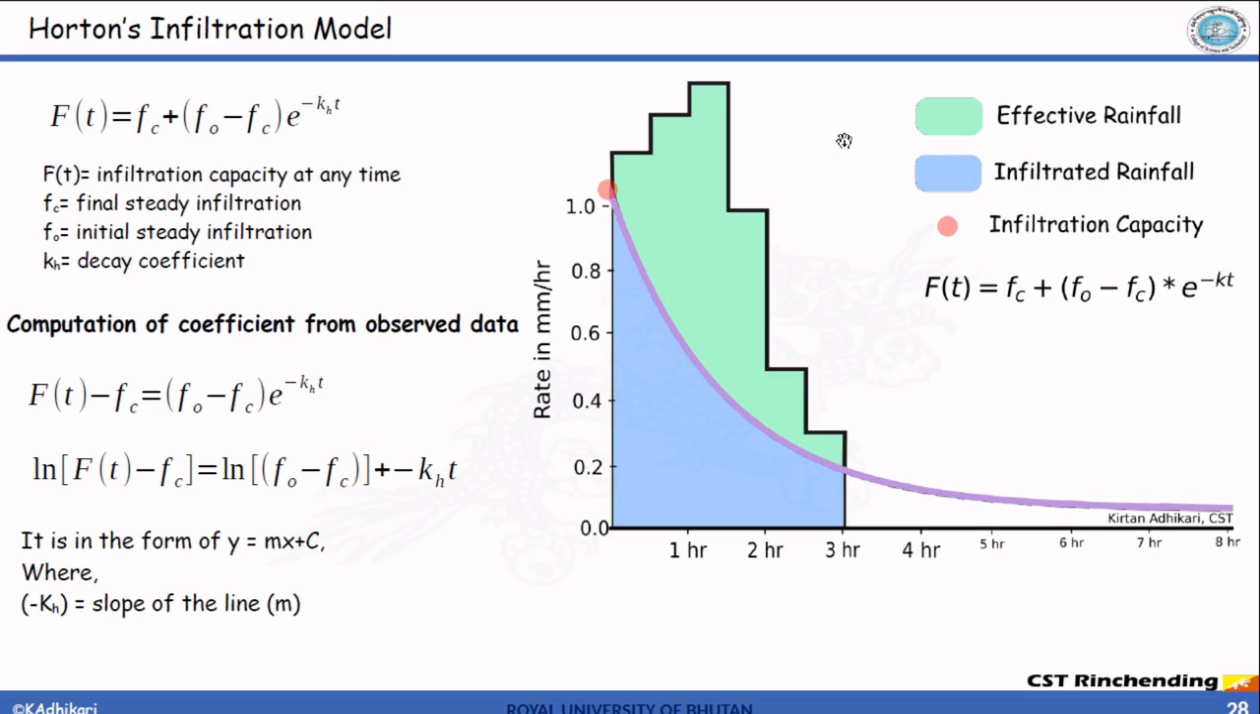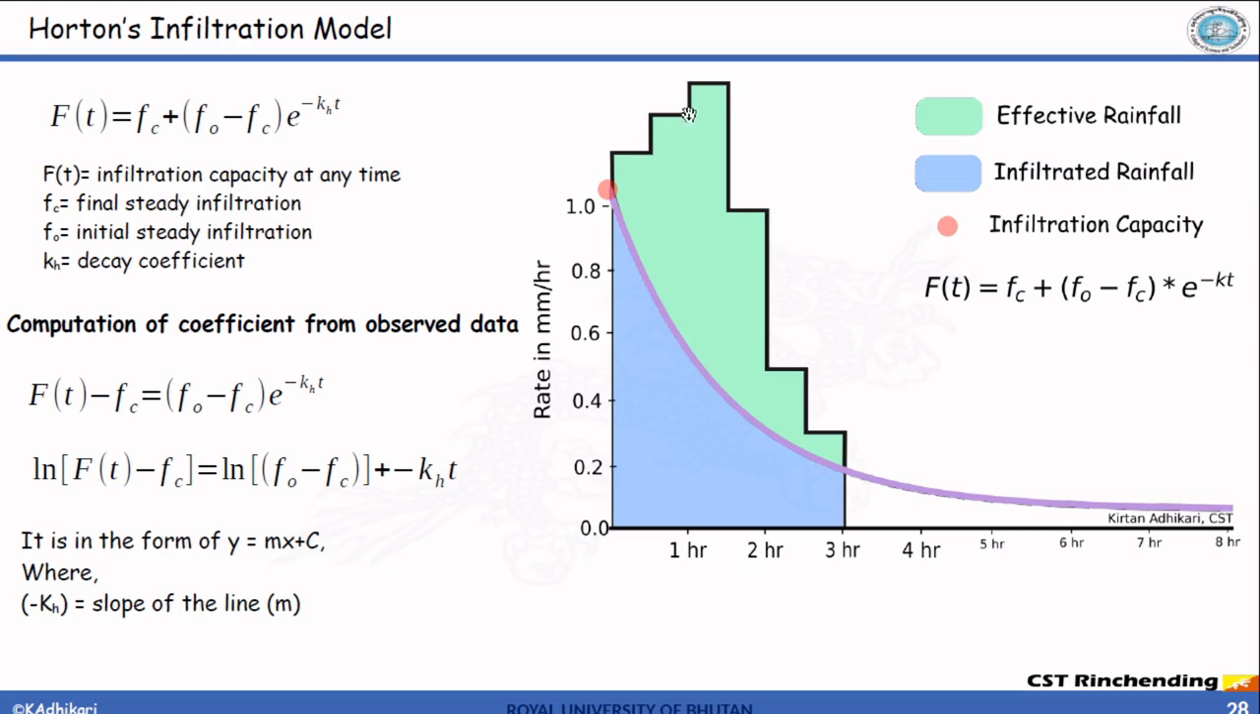Horton, in the year 1933, gave an expression to model the infiltration. His expression is: the infiltration capacity at any point is equal to the final steady infiltration rate plus the difference of the initial and final infiltration rates, multiplied by the exponent raised to the power of a coefficient multiplied by time. Okay, so this is the expression to model infiltration given by Horton.